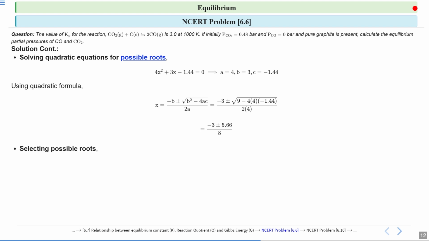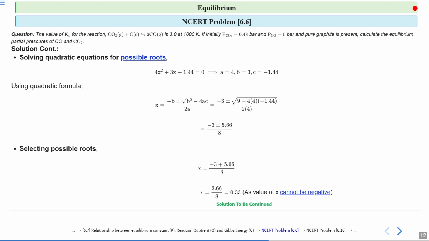Now we will select the possible root out of these two forms. So you will take the positive form only. Why? Suppose you would take the negative form, then what will happen? You will get a negative value of x, and that is not possible because the reaction is going forward. It cannot go in the backward direction, because we have no carbon monoxide in the mixture. For the backward reaction you need carbon monoxide. So this case is obviously not possible. Therefore we will take only the positive part, and in this case you will get an x value of 0.33.